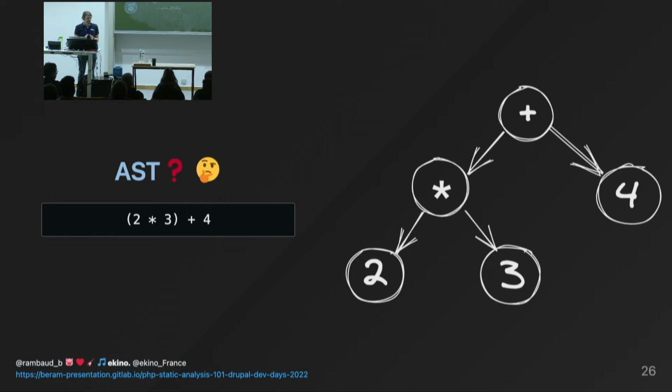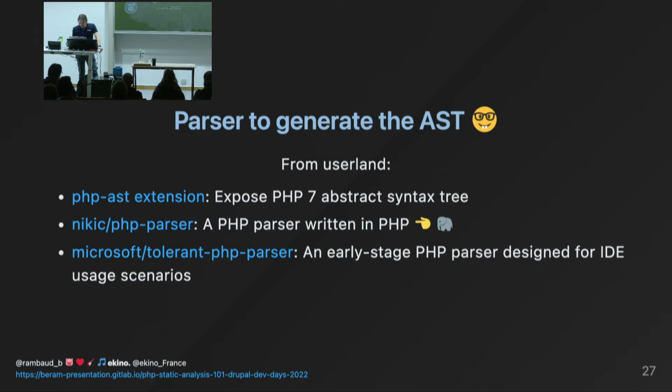We take the code, and we make a tree with this. We are talking about abstract because we don't care here about the parentheses. It's already obvious that 2 multiplied by 3 is in this corner on its own. We don't need the parentheses. That's why it's abstract. So let's talk about how we generate the AST.